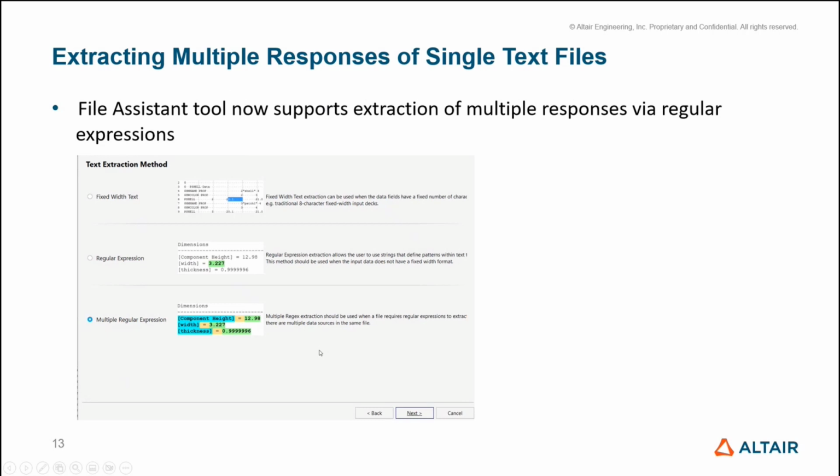The last enhancement in this category is regarding the regular expressions to extract data from text files. So we introduced that feature or tool in the last release, the previous release, but the limitation was that it could extract a single response at a time. Now with the file assistant tool, the explorers can extract multiple responses at once. I'll demo this as well.